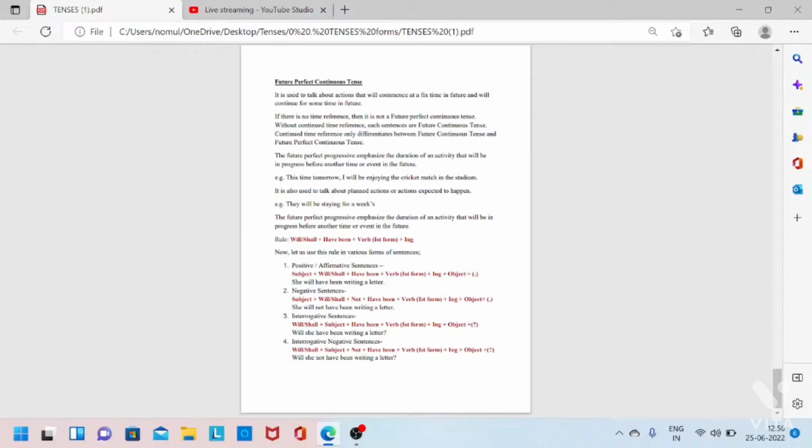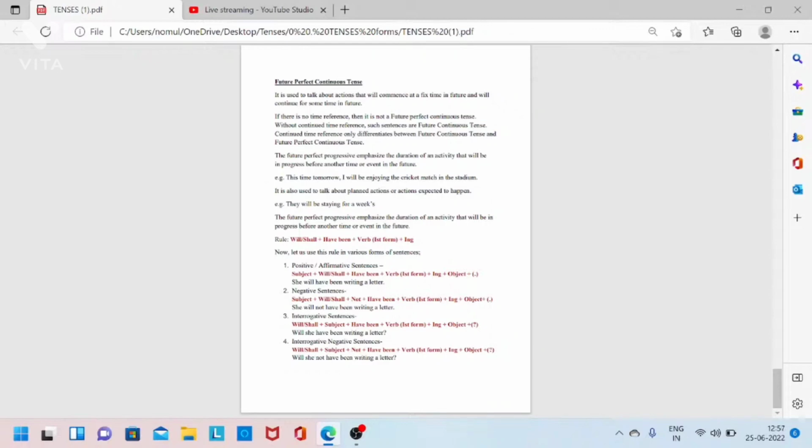The future perfect progressive emphasizes the duration of an activity that will be in progress before another time or event in the future. Example, this time tomorrow I will be enjoying the cricket match in the stadium. It is used to talk about a planned action or action expected to happen. Example, they will be staying for a week.